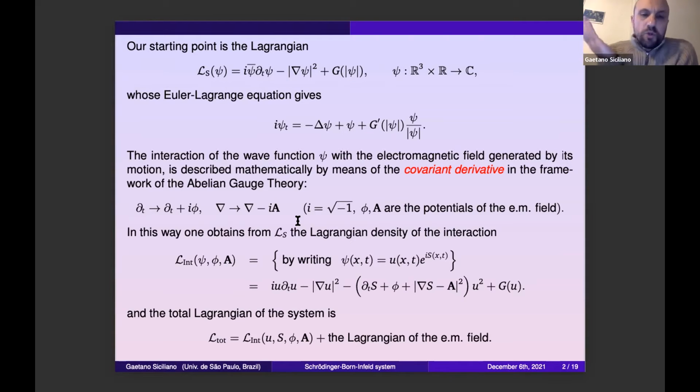written in this way. For example, you can write psi in polar form, by introducing two independent variables, u, which is the modulus of psi, and s, which is the phase, and you have a Lagrangian which depends on u, s, phi, and A. Okay, this is the Lagrangian obtained by means of this covariant derivative. But actually, this is not the total Lagrangian of the system, because you need to add also the Lagrangian of the electromagnetic field, because it is an unknown of our problem.